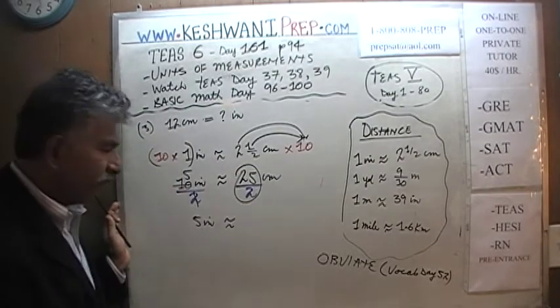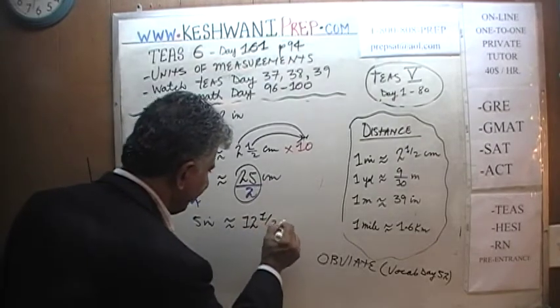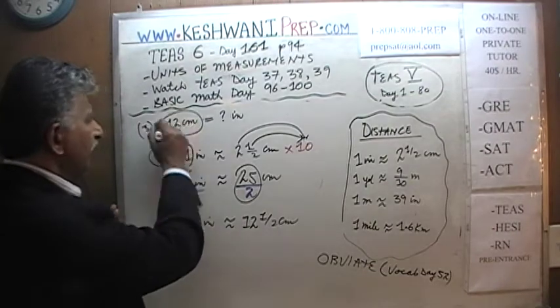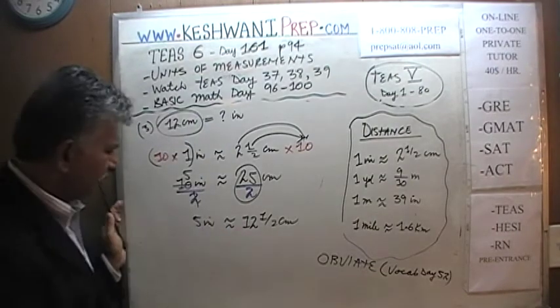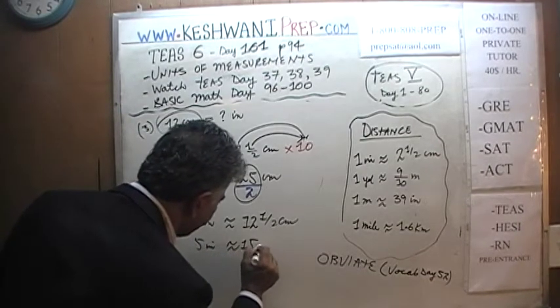We know half of 24 is 12, therefore half of 25 is 12 and a half centimeters. But we don't want 12 and a half centimeters, we want 12 centimeters. But that's good enough, that's precise enough. You can say that 5 inches is approximately 12 centimeters.